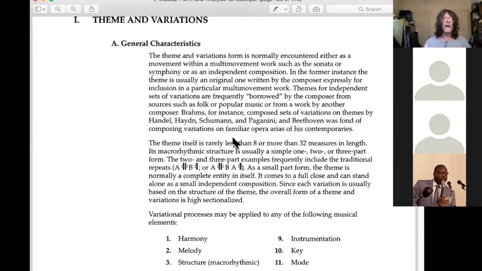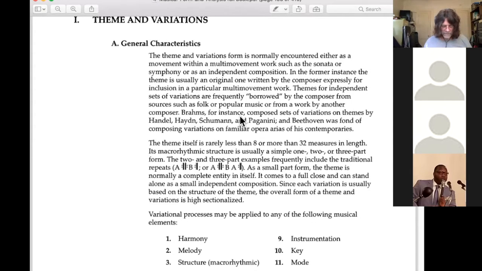And we actually kind of hear things like that in our recital. Sometimes somebody will just play the theme of something, all right? Or they'll play the theme in variation 3 or something like that in our recitals. But the theme normally is a complete entity in itself, and it comes to a full close, so it can stand alone. So in theme and variation, you always have a complete closure at the end. Now, it might be a little blurred by some other things, like how composers have blurred the seams of phrases and periods, but it still comes to a complete close.